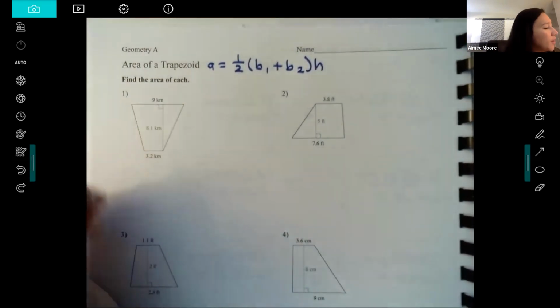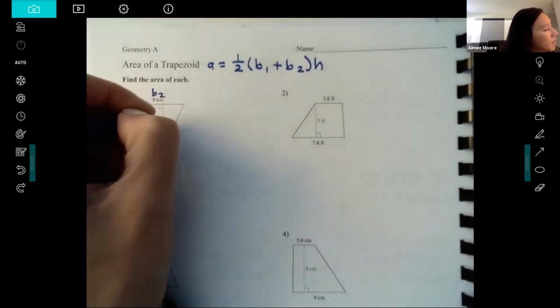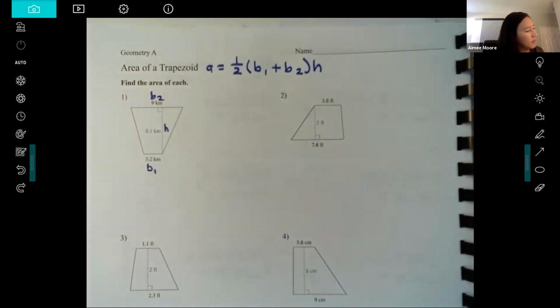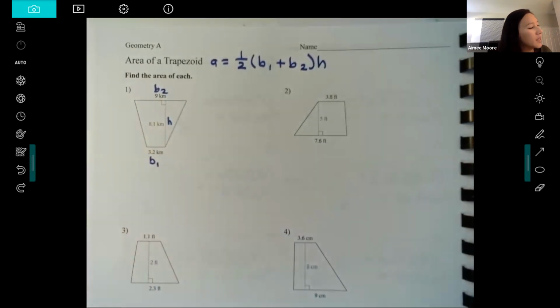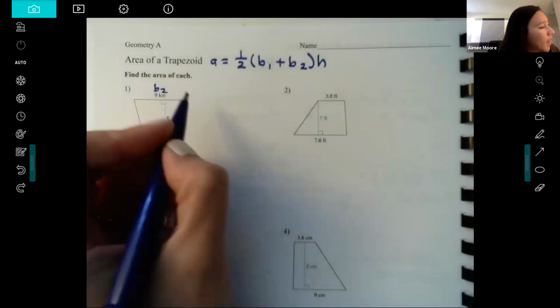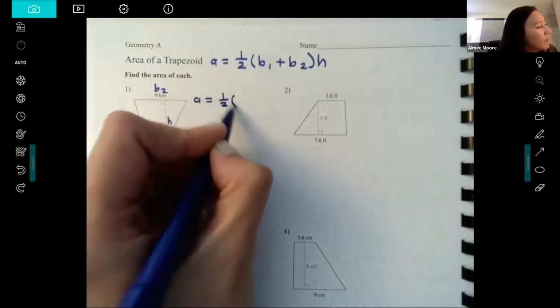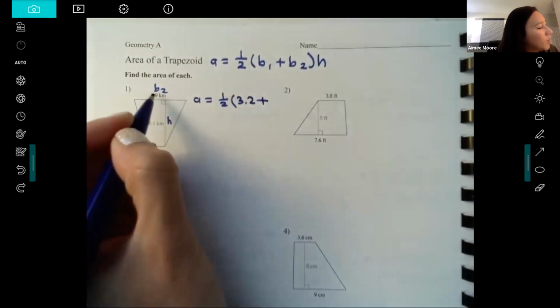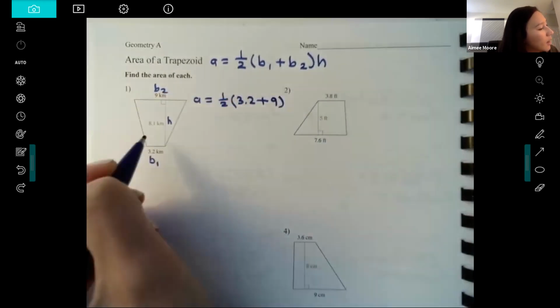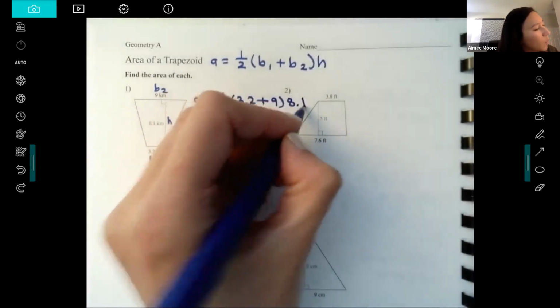Okay, so we can go through and label first. So we could say B1, B2, and our height. And it doesn't really matter the order of B1 or B2. If you label this one B1 and this one B2, you'd still get the same answer. And then we just plug into our formula. So area equals 1/2. B1 is 3.2 plus B2, which is 9, and times our height, which is 8.1.